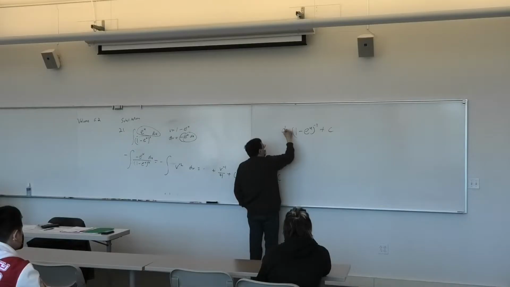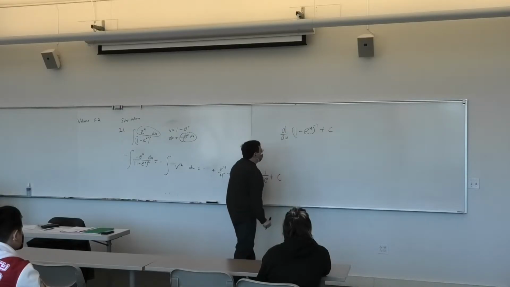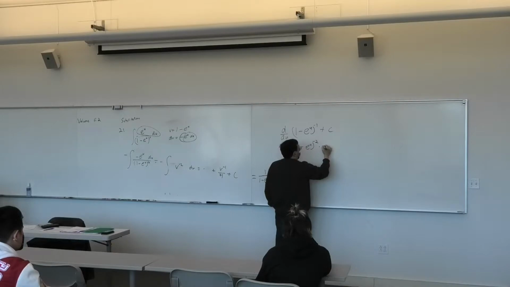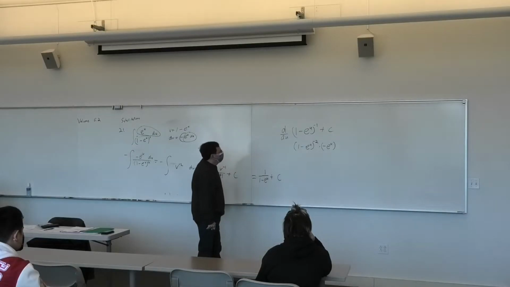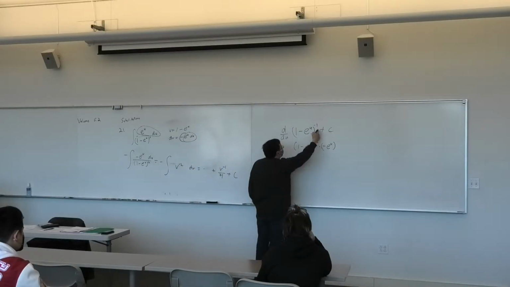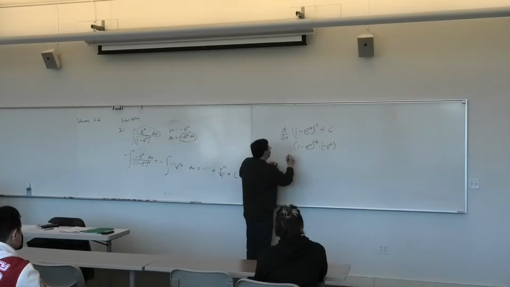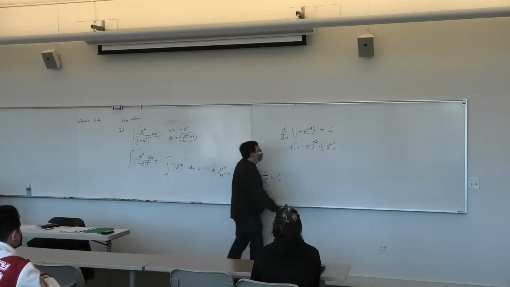I want to find the derivative. So I know this is going to be 1 minus e to the u to the minus 2, subtract 1 using the power rule, and I multiply it by the derivative here, which is going to be minus e to the u. Oh, I forgot something. Multiply this by minus 1. Okay. The full power rule. And plus c is 0.